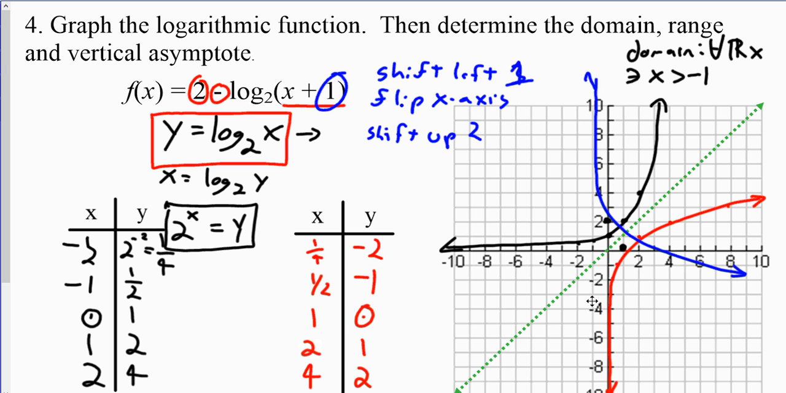Okay, and then my range. My range is going to be for all real y's, and that's going to be fine because it's going to go up forever and down forever on this function. And the last piece is my vertical asymptote. A vertical asymptote is a vertical equation, so that's x equals, well, it was at 0, shifting over 1 is going to make it x equals -1.